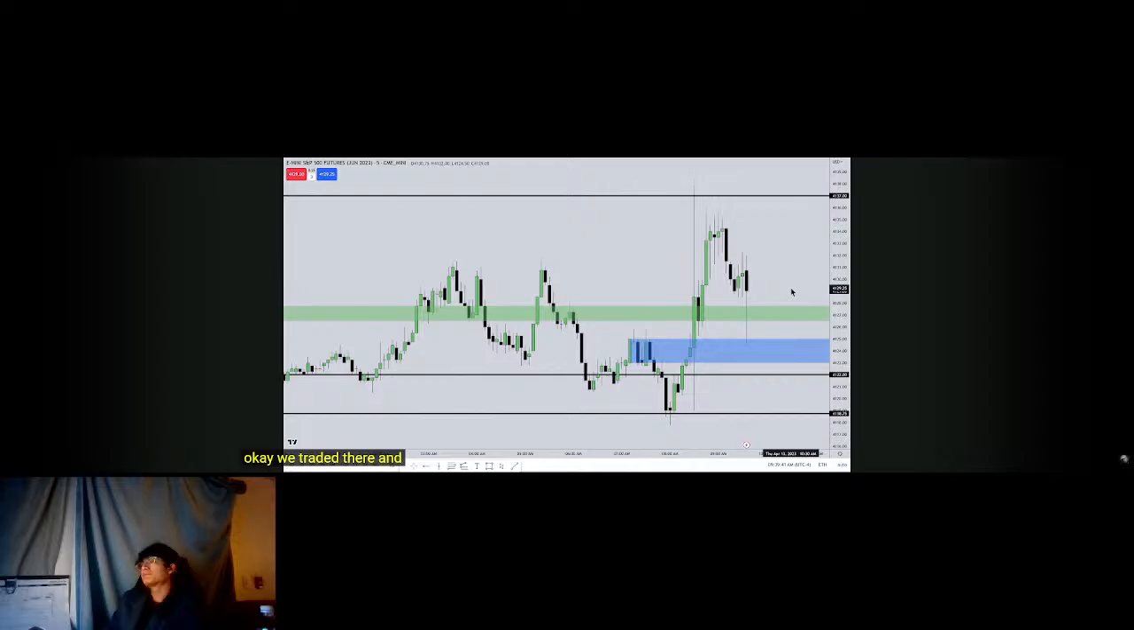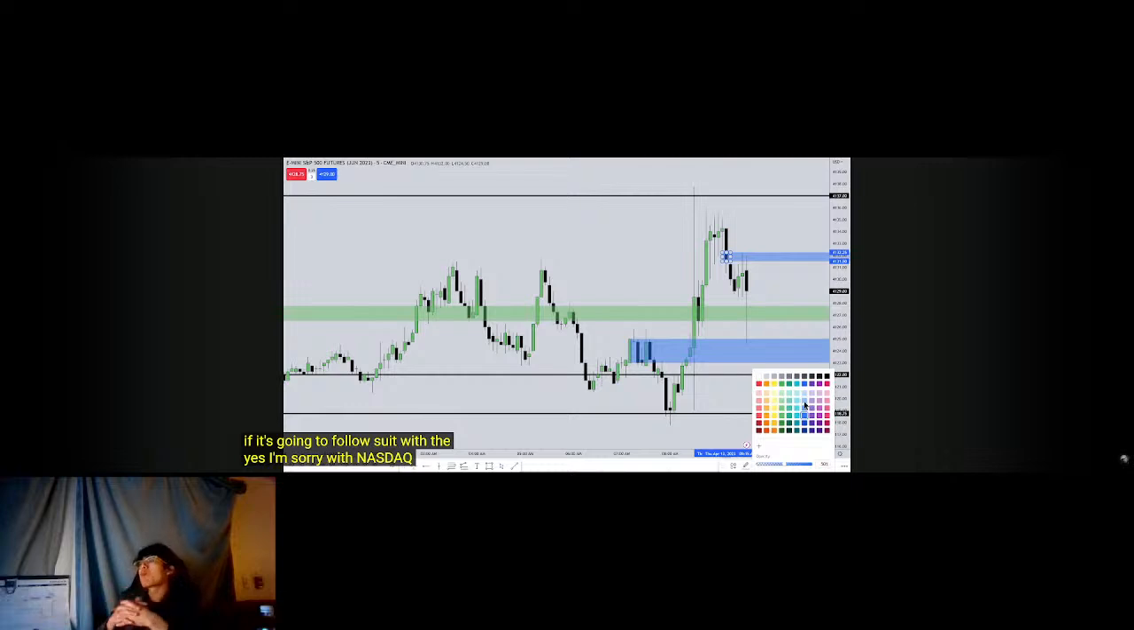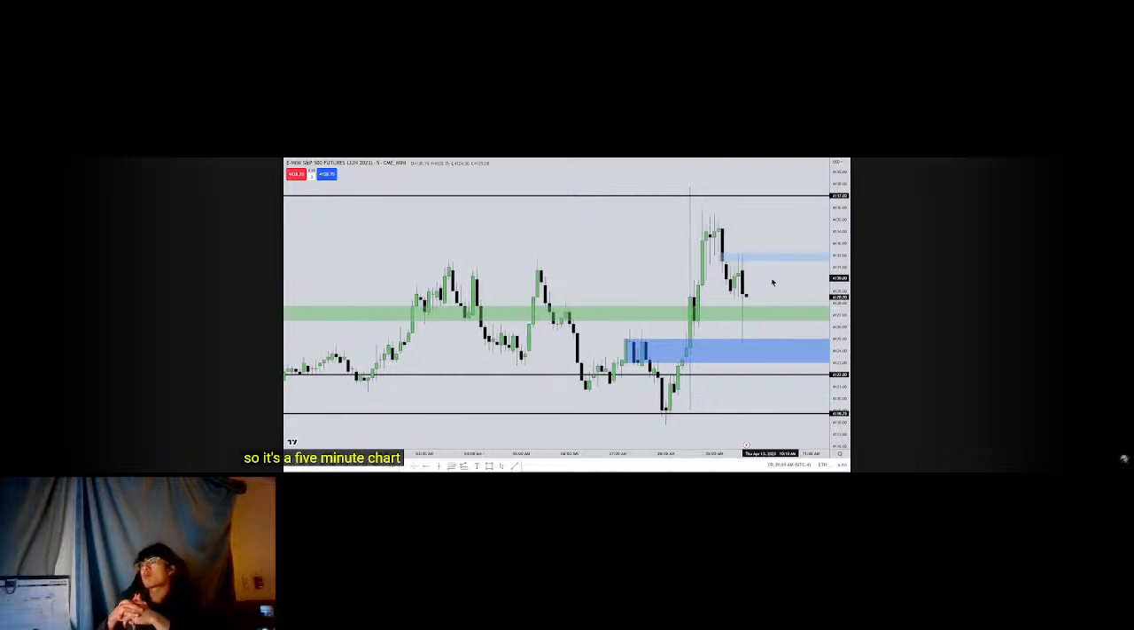Okay, we traded there, and we would want to see price run through this fair value gap right there on the upside if it's going to follow suit with NASDAQ. So this is a 5-minute chart, and I'd like to see it run up, come back down, and treat this fair value gap as an inversion. Fair value gap IFVG is what you'll see me annotate my chart with when I'm doing that.